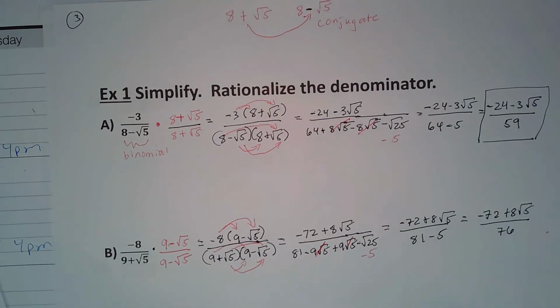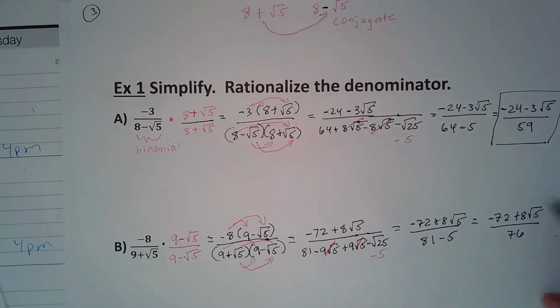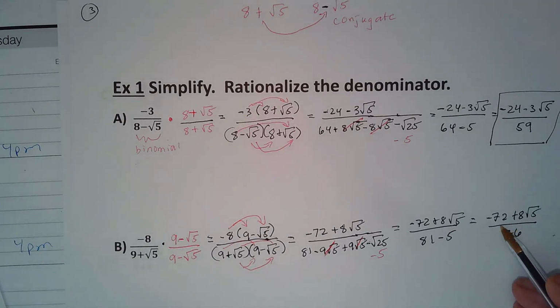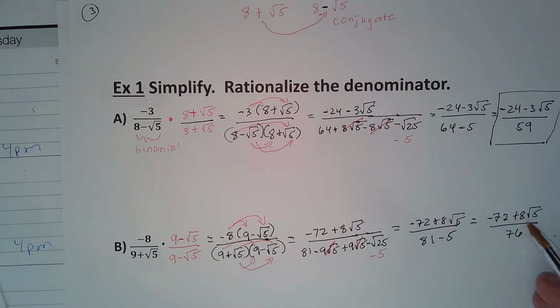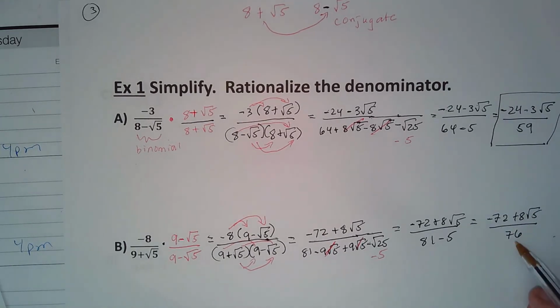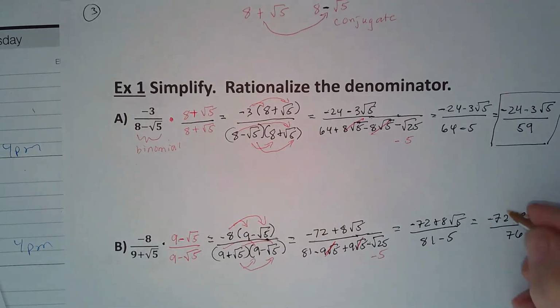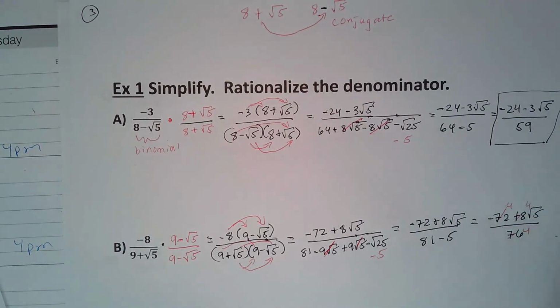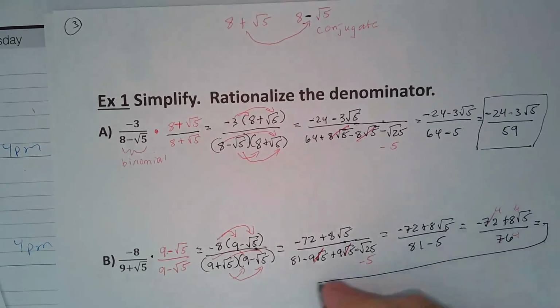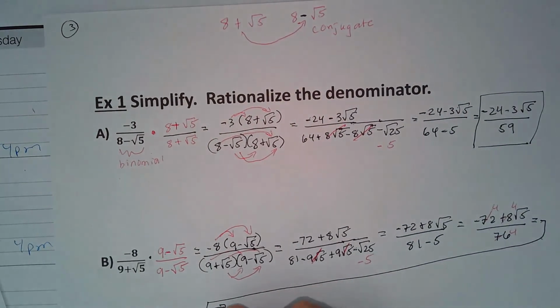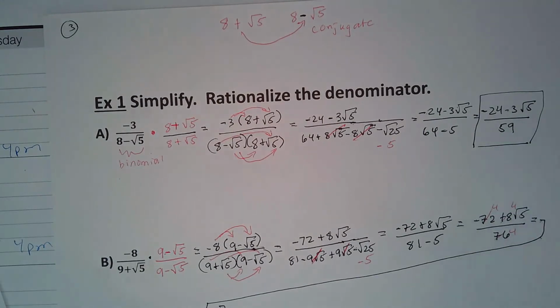All right, now if you'll notice, this is 72 here, and this 8 here, and this 76 here. They're all even numbers. They all can be divided by 4. So I can divide 4 out of all these. And so when I do that, here's what happens. So 72 divided by 4.